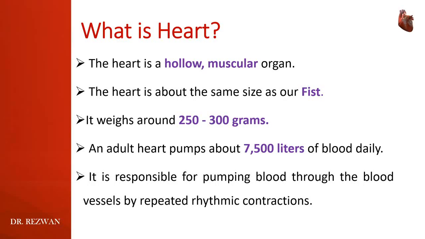So first of all, let's see what is heart. Heart is a hollow muscular organ which is about the size of your fist. It weighs around 250 to 300 grams. An adult heart pumps about 7,500 liters of blood daily. It is responsible for pumping blood through the blood vessels by repeated rhythmic contractions.